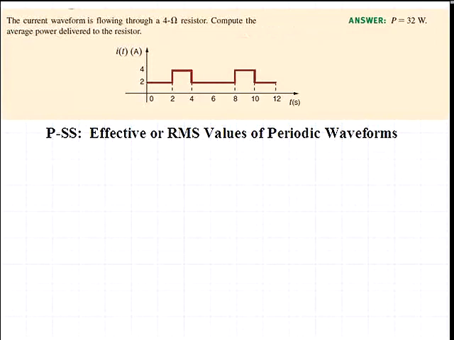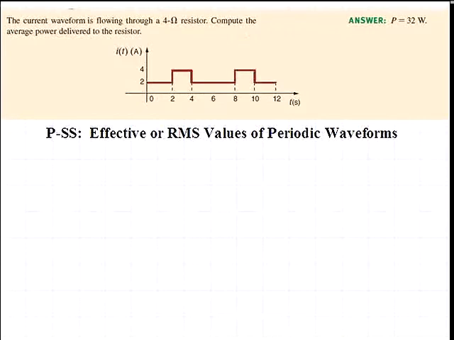This is Learning Assessment Problem 9.11. The problem-solving strategy here will be the calculation of the effective or root mean square value of a periodic current waveform. We are given a periodic current waveform which is flowing through a 4 ohm resistor, and we are asked to compute the average power which is dissipated in that resistor.